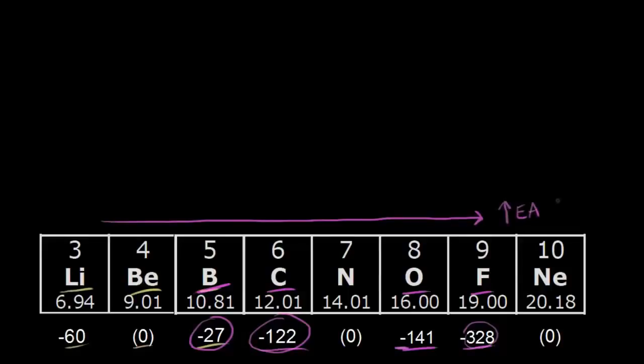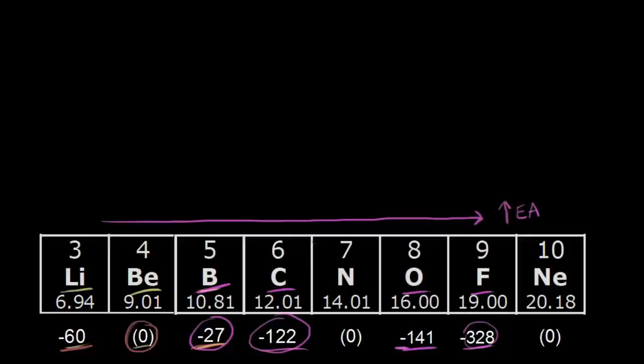And so there are several exceptions to that general trend, and we talked about a few in the previous video, right? We talked about why beryllium doesn't have an affinity for an electron, and we also talked about the reason that this number doesn't quite fit up with our trend. And so first let's talk about why that general trend is true.